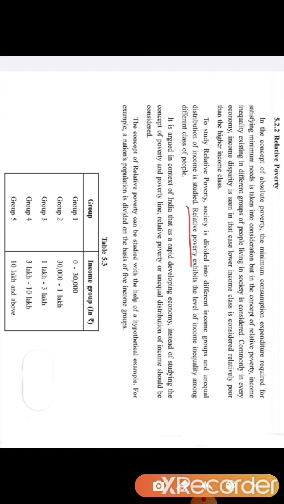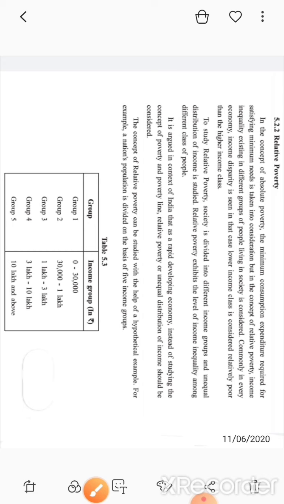Relative poverty shows the level of income inequality among the different classes of people. It is argued in the context of India that as a rapidly developing economy, instead of studying the concept of poverty and the poverty line, relative poverty or unequal distribution of income should be considered. Please pay attention over here.